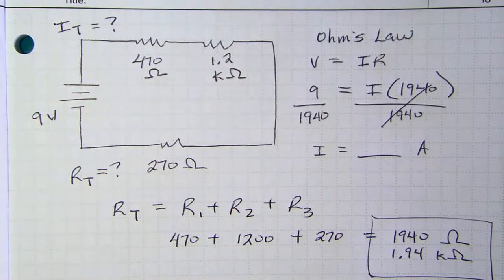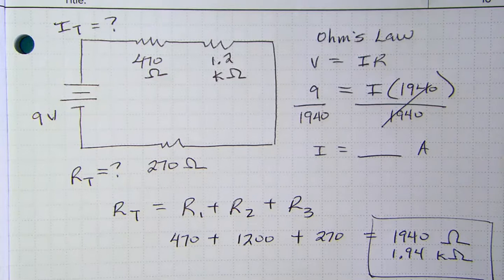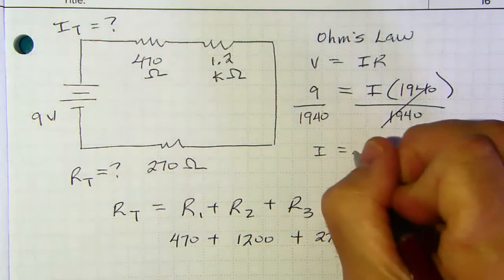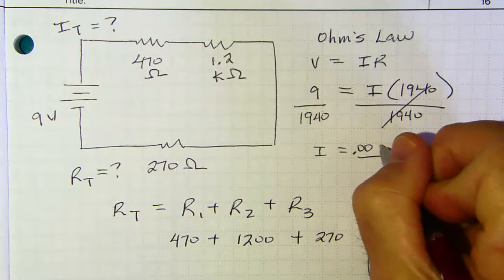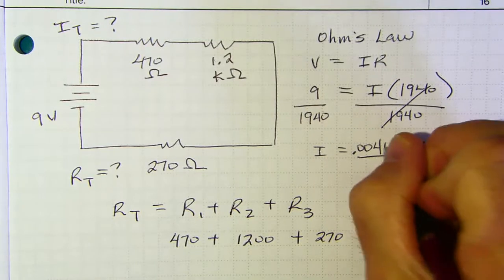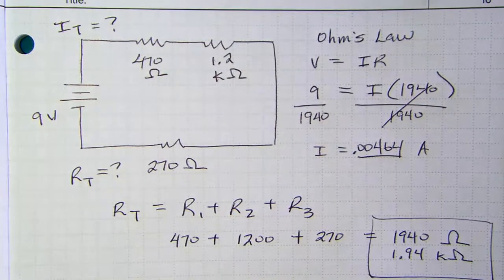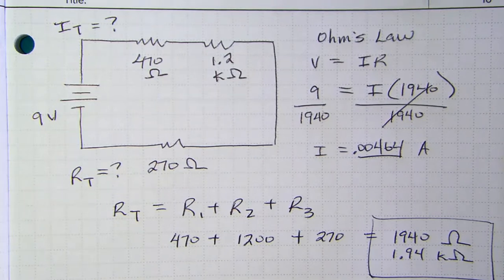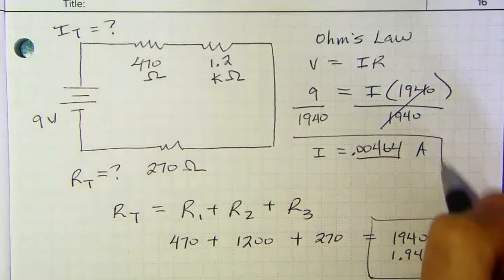You guys see if you can beat Siri. Hey Siri, what is 9 divided by 1940? 9 divided by 1940 is about 0.004639. So I just rounded that off. I think she said 0.004639. I rounded it off. I only want 3 significant digits for the most part. And so that is the current.